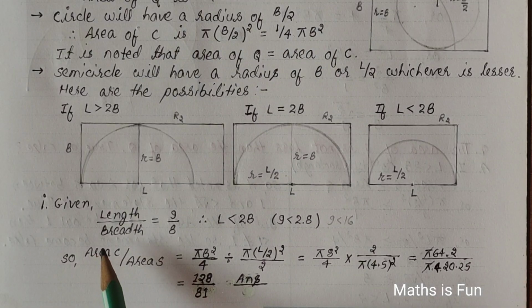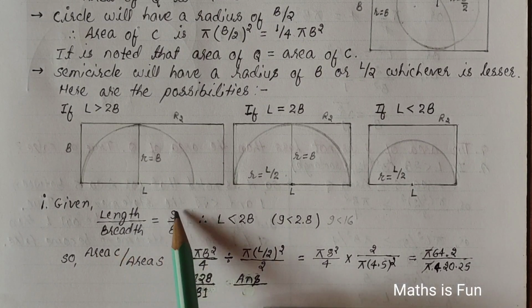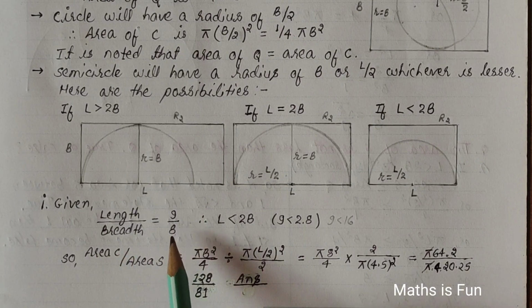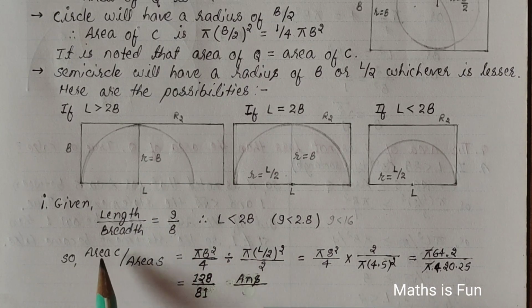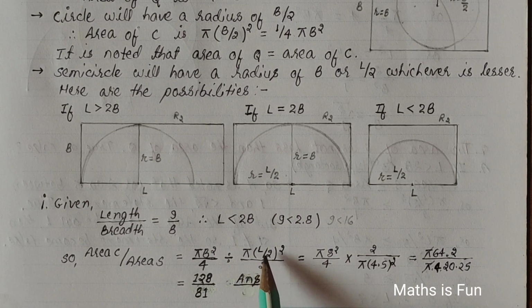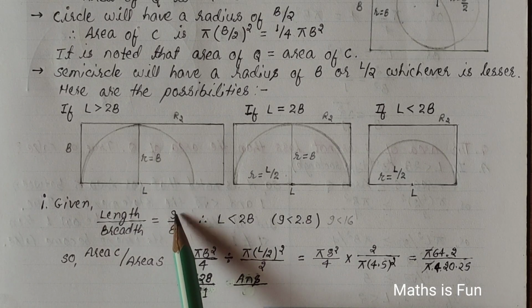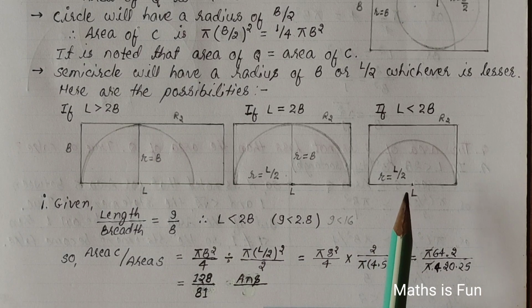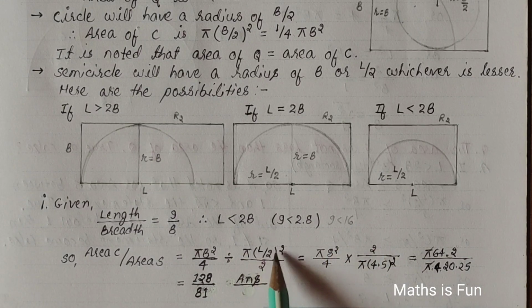The ratio of length and breadth is given as 9:8, and the ratio of the areas of C and S is required. So the area of C, as we have seen, is 1/4 pi b square. Then we have to divide this by the area of S. Now to find the area of S, we need to know its radius. We see that the length is smaller than 2 times breadth, that is 9 is smaller than 16. So this is the third case, in which the radius was L/2. So we take the radius as L/2.